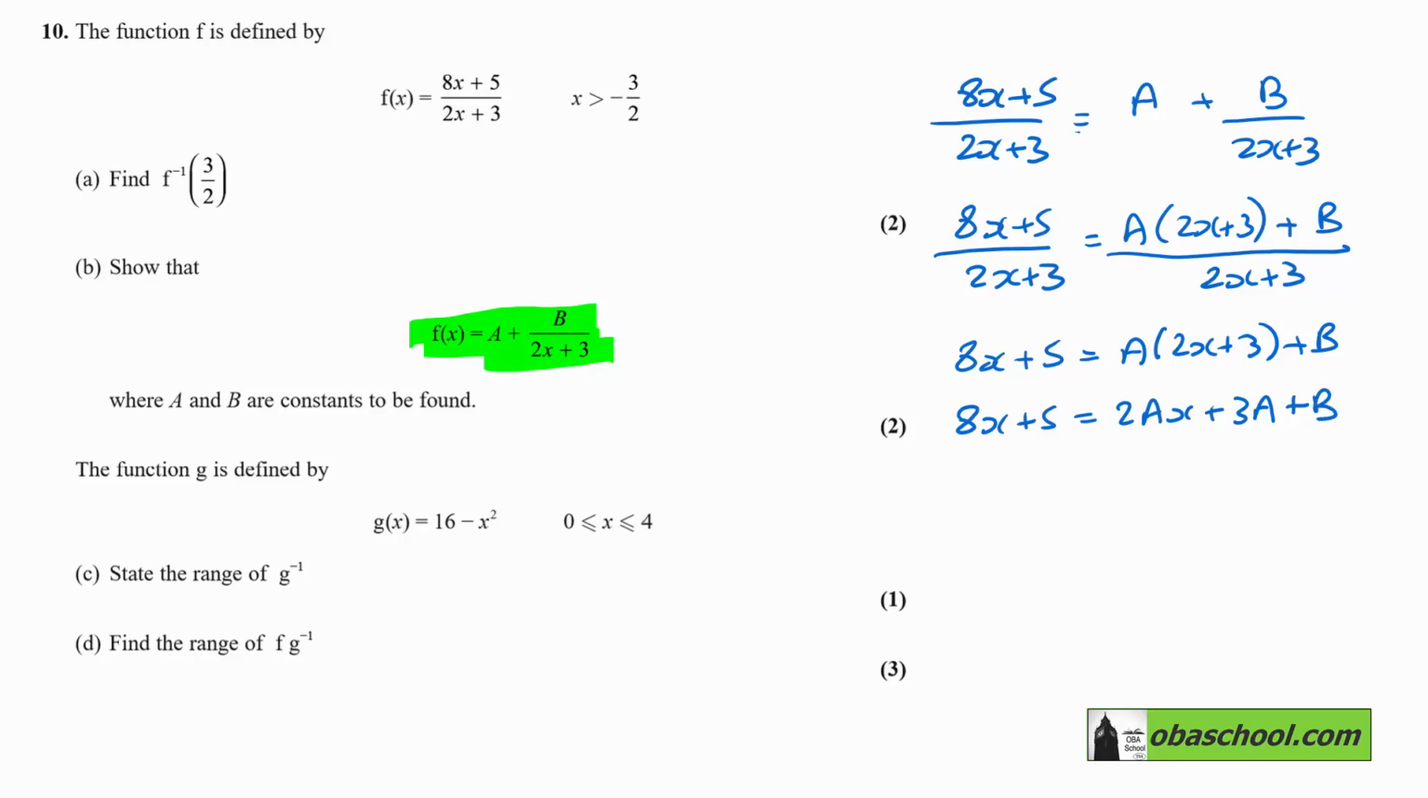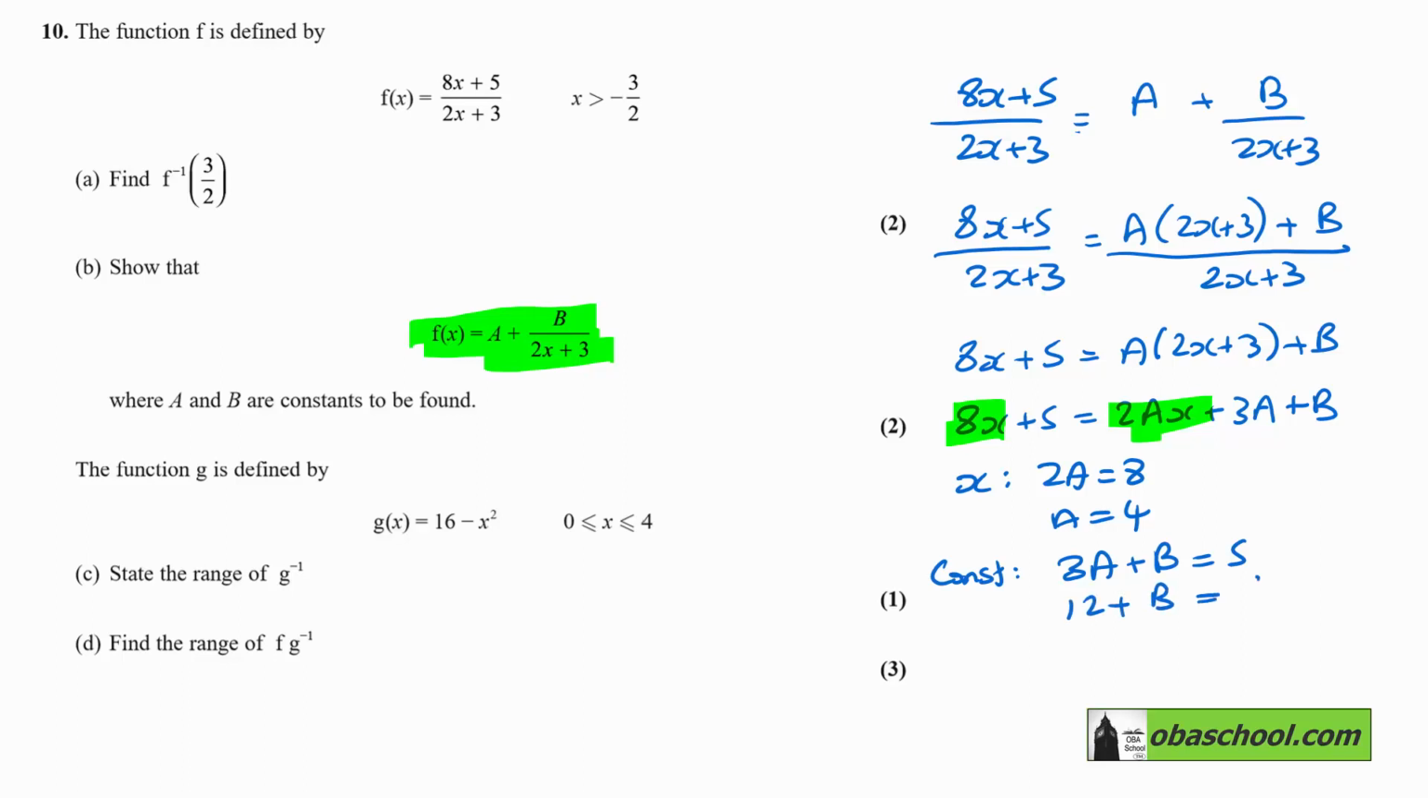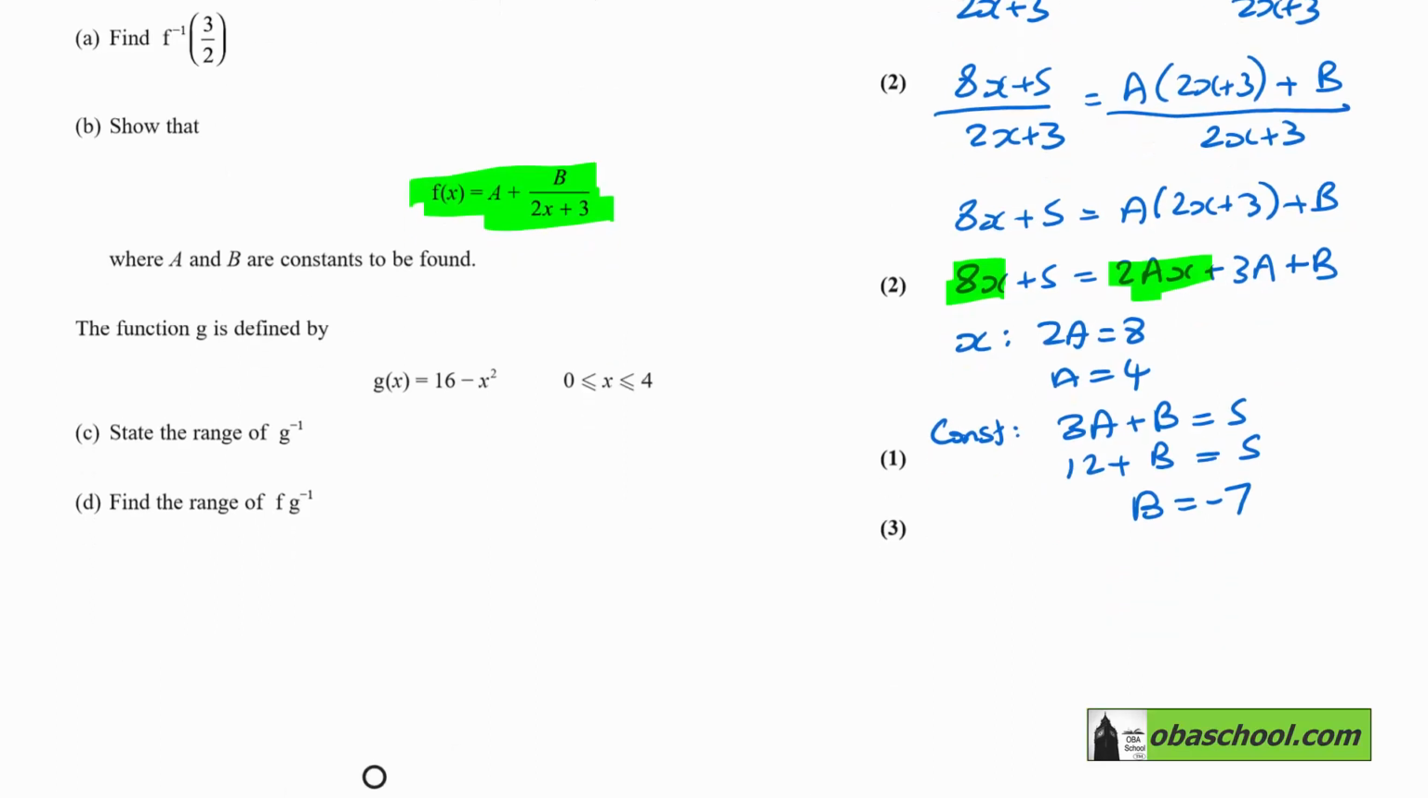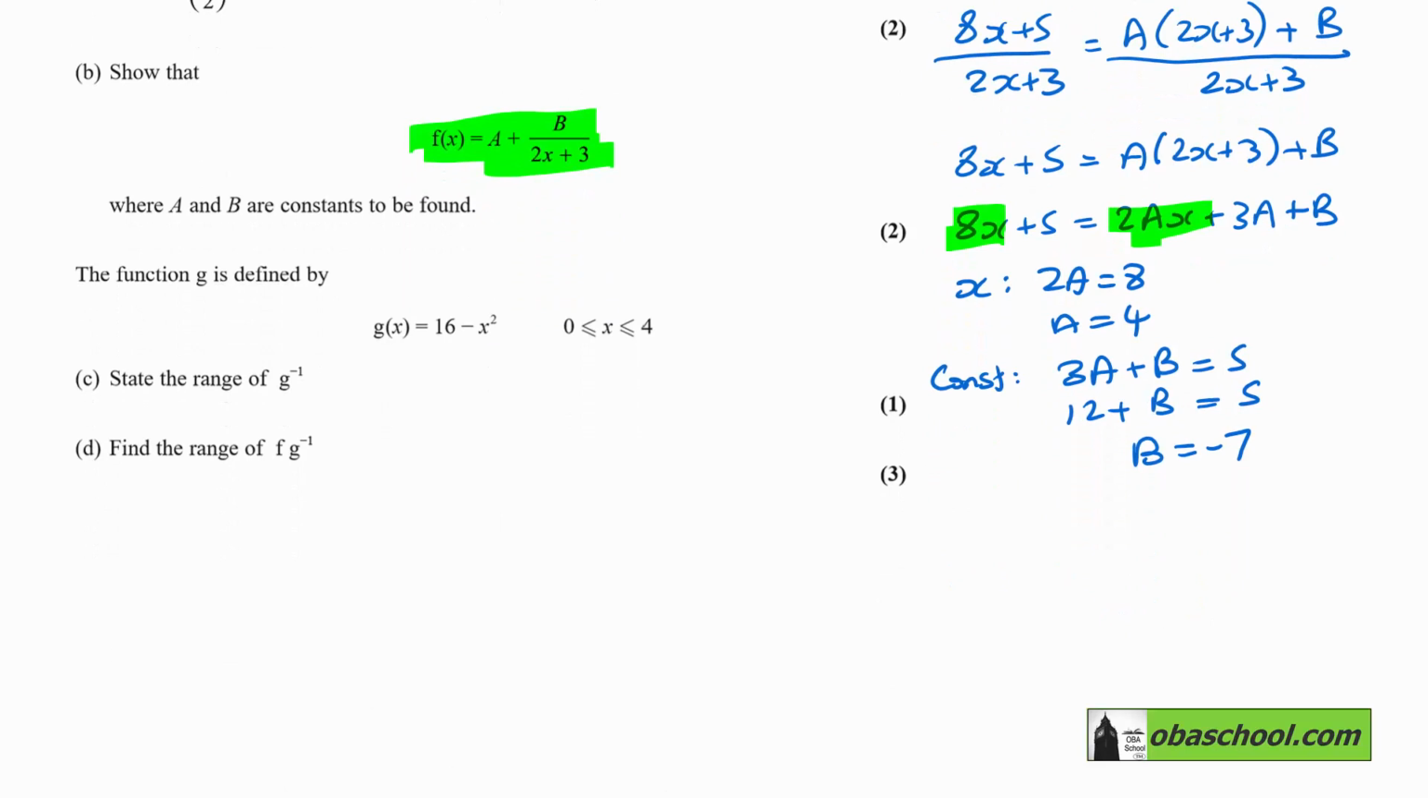Now, if we just compare the x's, comparing the x's gives us 2a is equal to 8, which gives me a is equal to 4. If we then compare the constants, 3a plus b is equal to 5, but we know that a is 4. So 12 plus b is equal to 5, giving us that b is equal to negative 7. So in other words, we can write this in the form 4 take away 7 over (2x plus 3). And we're going to use that a bit later on.